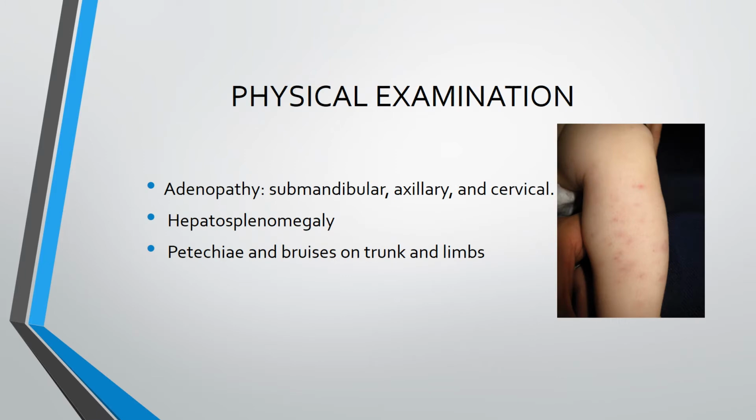Based on the physical examination, he had adenopathy on his submandibular, axillary, and cervical areas. Adenopathy is the enlargement of the lymph node. He also experienced hepatosplenomegaly, which is the abnormal growth of the spleen and liver. And on his limbs and trunk also appear petechiae and bruises. This is petechiae and bruises, the pinpoint, round spots. Here is the statistic.